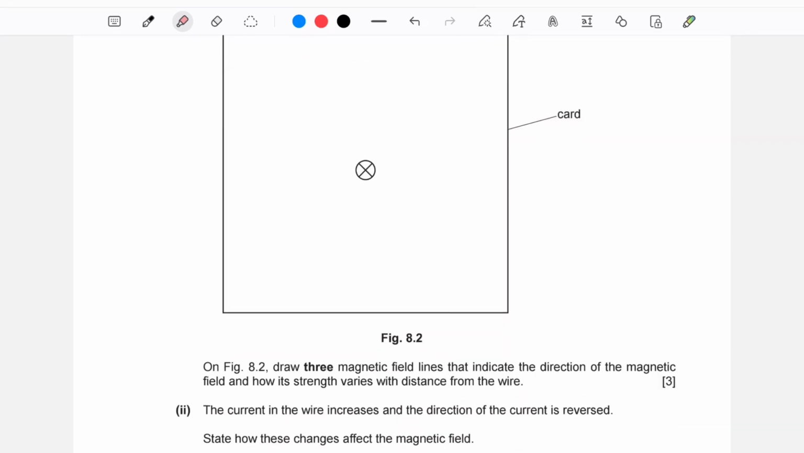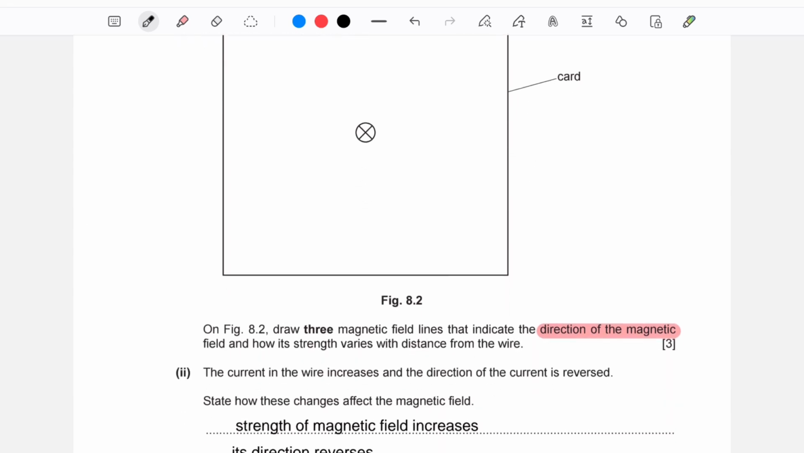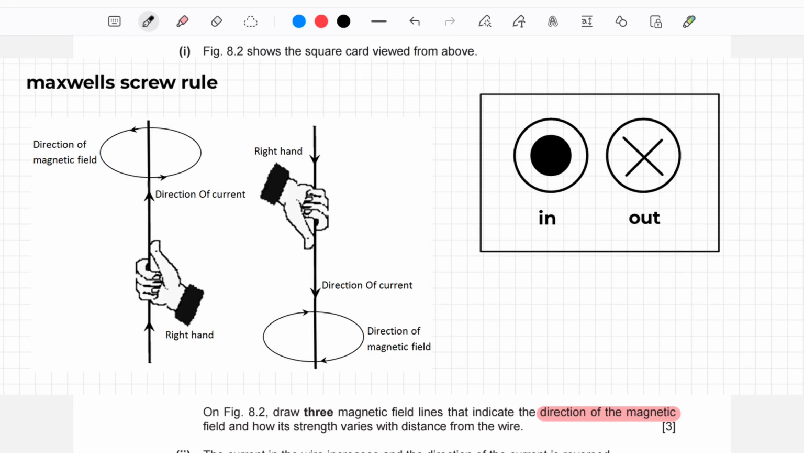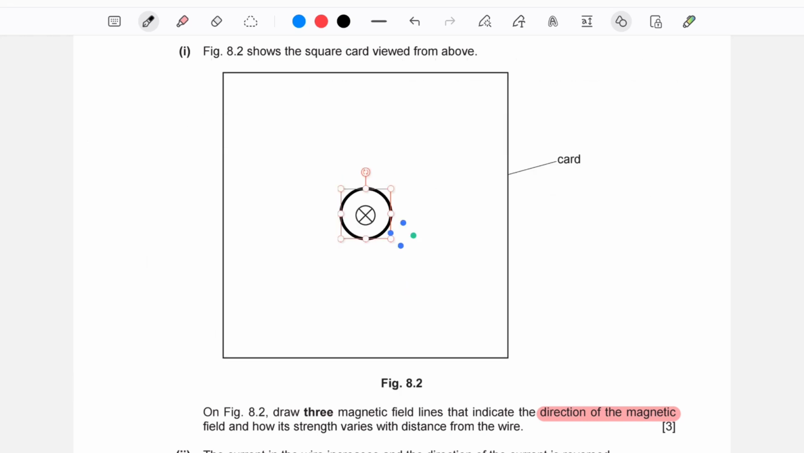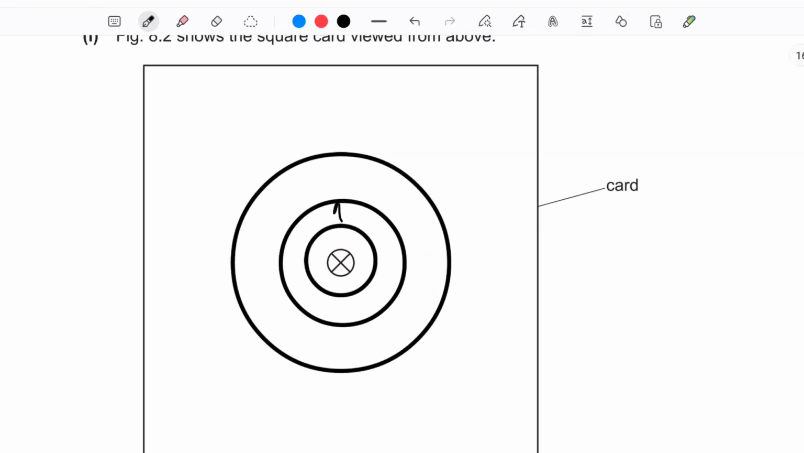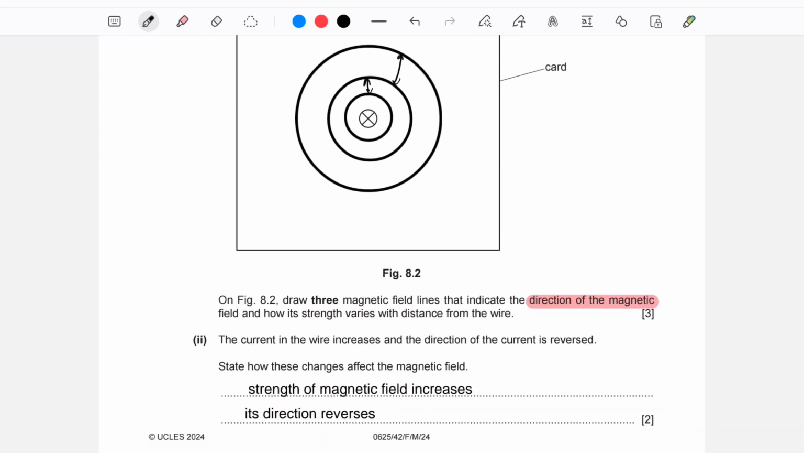So in order to find the direction of the magnetic field, we need to use a right hand rule. So when we use a right hand rule, we know that the direction is clockwise. And you have to draw magnetic field lines and show how it varies with the strength. So this is what you're supposed to do. Here you can see that this gap is much smaller than this gap, which indicates that away from the wire, the magnetic fields are weaker.